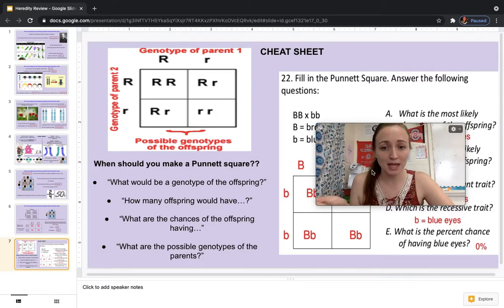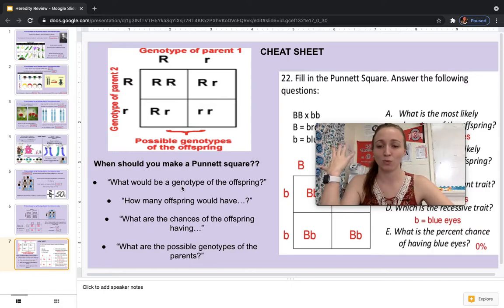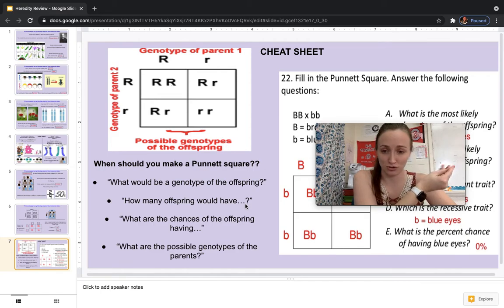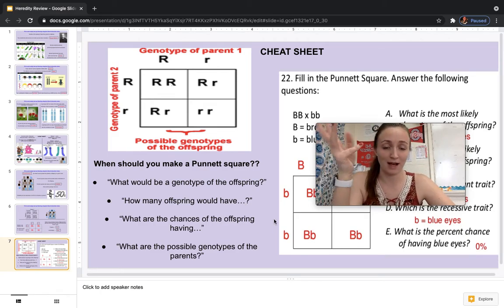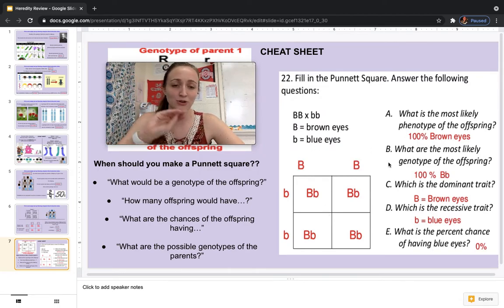When do I even know to make a Punnett square? So if you ever see these phrases in any type of test question, you should know, I should get out a piece of paper, I'm going to have to make a Punnett square, right? So it asks, what's the genotypes of the offspring? How many of the offspring would have this trait? What are the chances of the offspring having? If you see anything about chance or genotypes of an offspring, we know we're going to have to make a Punnett square, right? And this over here, again, just shows how to answer different questions about Punnett squares.